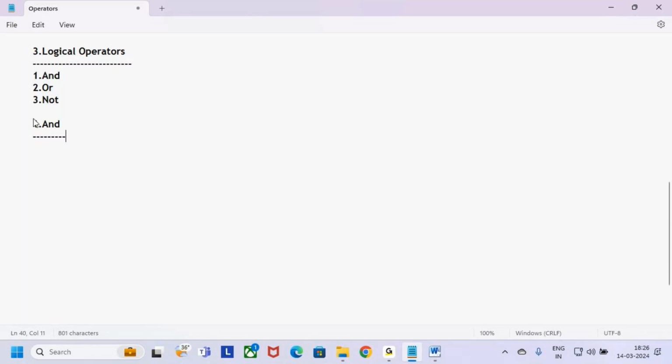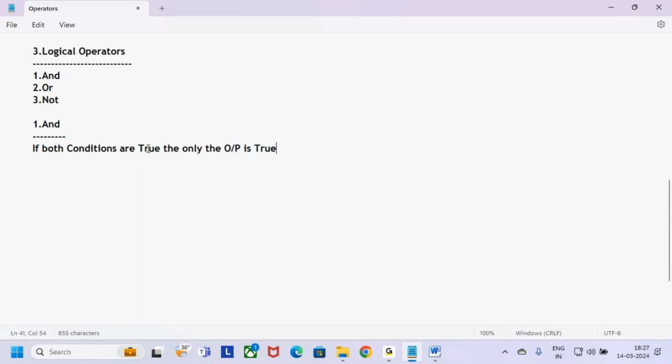In this AND operator, when the output is true, first try to understand the definitions, guys, and then you will understand how it will work practically. So, in the AND operator, when the output is true means, if both the conditions are true, then only the output is true.